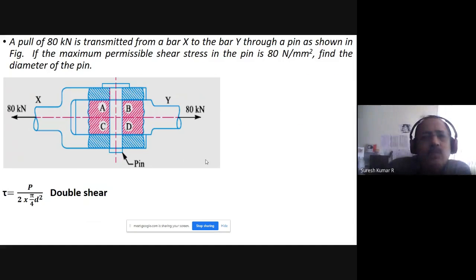I take one more example. A pull of 80 kilonewton is transmitted from bar X to bar Y through a pin. If the maximum permissible shear stress in the pin is 80 Newton per mm square, find the diameter of the pin. Now, if you observe, there is a double shear happening here because X is pulling in one direction, Y is pulling in between, and we have the pin. The pin will shear at two places, so there is a double shear. So the stress that is induced inside the pin is a shear stress, and I am very clear about it.